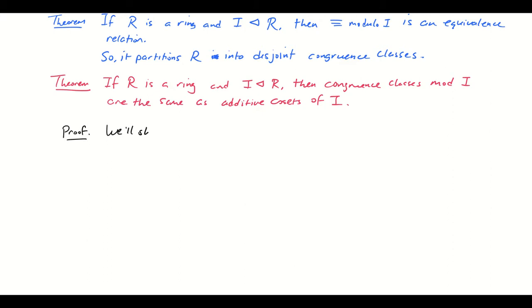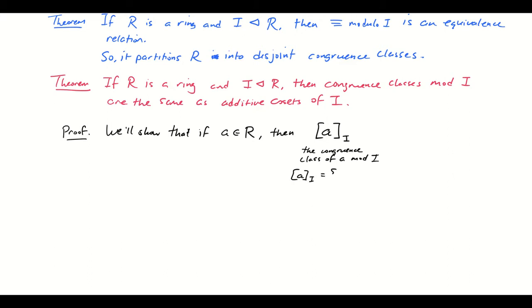We'll show that if A is an element of R, any element of R, then the congruence class of A mod I, which I'll usually just write with brackets, A, I won't usually write the subscript I, but that means the congruence class of A modulo I. And just to make sure we have a definition here, that is the set of all B in the ring such that B is congruent to A mod I. Because congruence is symmetric, I could have also said A is congruent to B mod I. That would have meant the same thing.